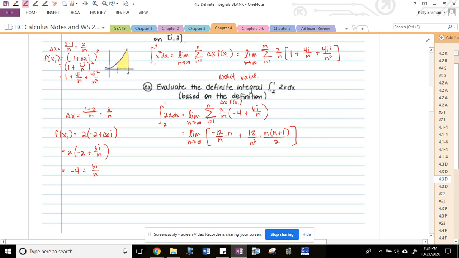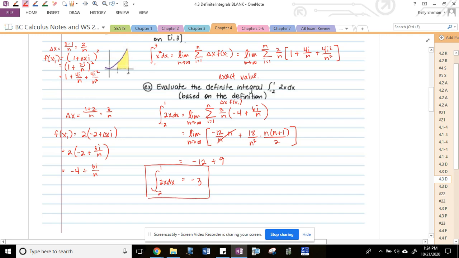You can clean this up if you want to in a separate step, or you can take the limit. The limit of -12 as n approaches infinity is still -12. And the limit of 18n squared over 2n squared, since that's a tie, becomes plus 9. So our area under the curve is equal to -3. And that's an exact area, it's not an approximation.